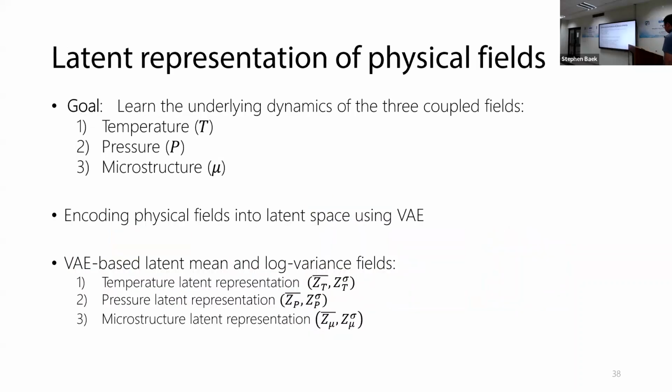So using this variational autoencoder, here we're going to see an example. In fact, there are many ways of reducing the dimensionality of physics and learning physics in the reduced dimensional space.